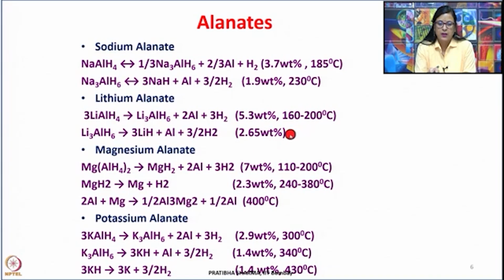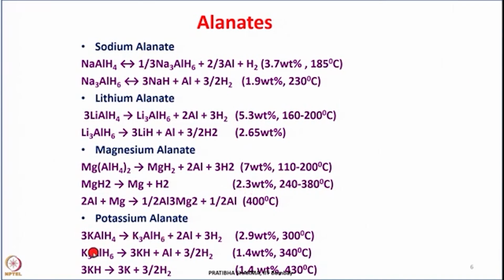at a further higher temperature. Similarly, the other alanates like magnesium alanate can decompose to give hydrogen in different steps, like it forms magnesium hydride at 110 to 200 degree centigrade, that gives 7 weight percent. Similarly, this magnesium hydride can further give hydrogen at 240 to 380 degree centigrade, 2.3 weight percent.